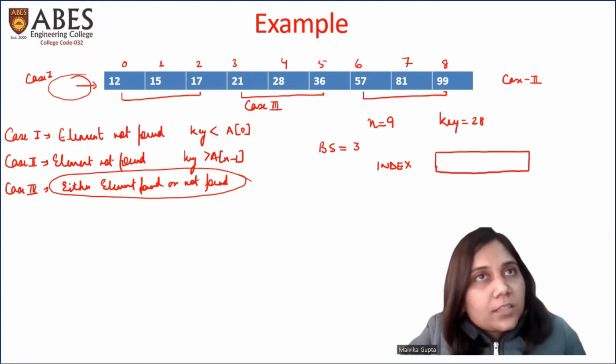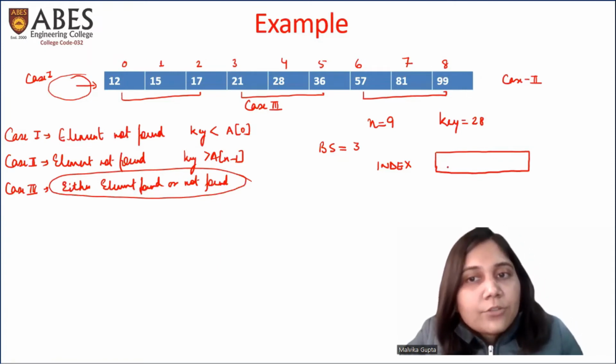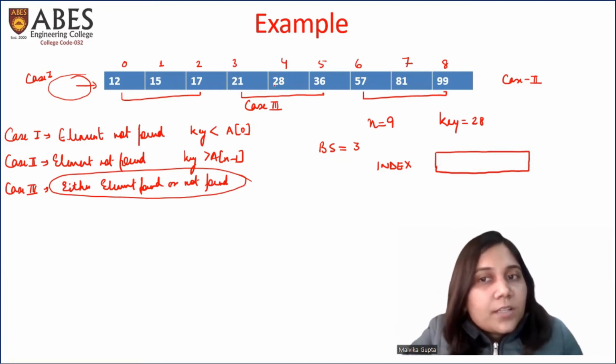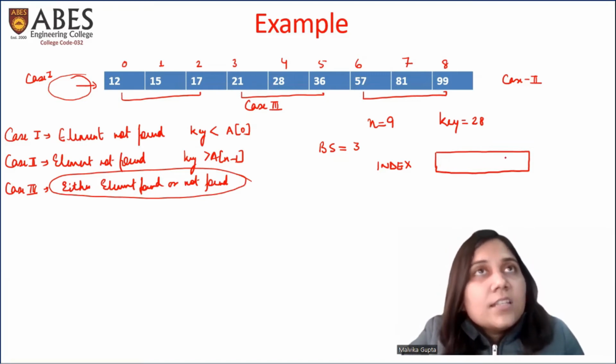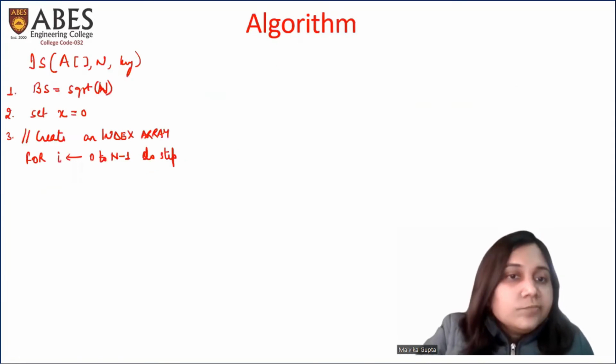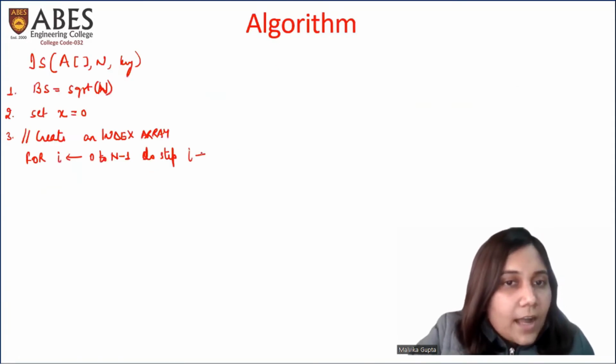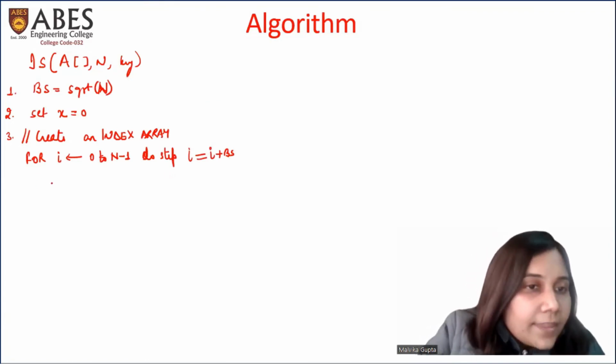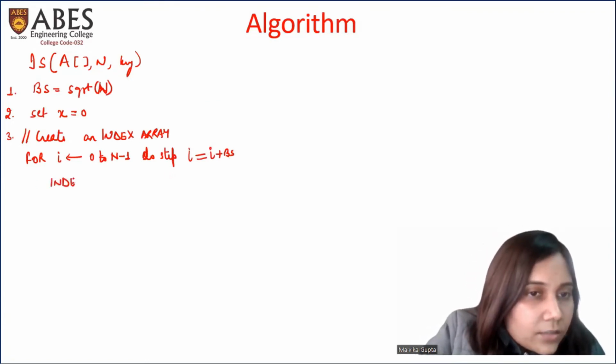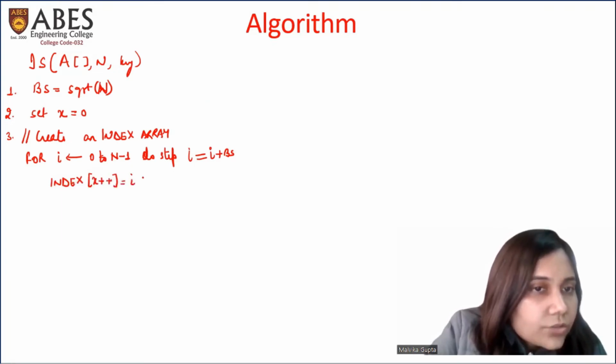So it means 0 plus 3. First of all, I am going to write 0 over here, then 0 plus 3, 3 is over here, and then 6 over here. So let's see how to do that. I'm writing i equals i plus bs. And then I am writing index[x++] equals i. Now see how it will work.